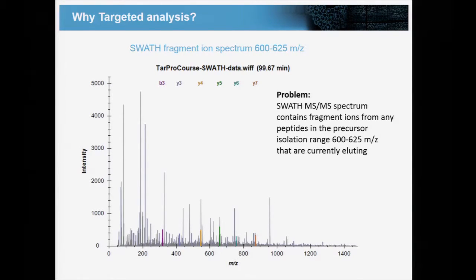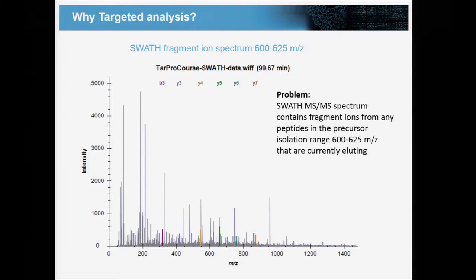A SWATH MS/MS spectrum contains fragment ions from any peptides which are in this precursor isolation range. In this case, it's 600 to 625. Any peptides that are currently eluting. So this spectrum is a composite of fragment ion spectra from whatever peptides are in this precursor range.